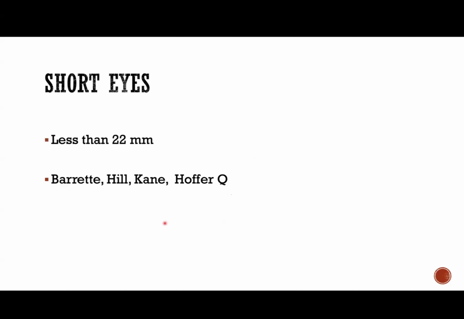And the short eyes, again, is less than 22. So the SRK/T is not recommended by a lot of people because of the high errors. What I personally use is actually the Hoffer Q formula, because that's available with a lot of our machines. So we used to use the Hoffer Q formula for less than 22.